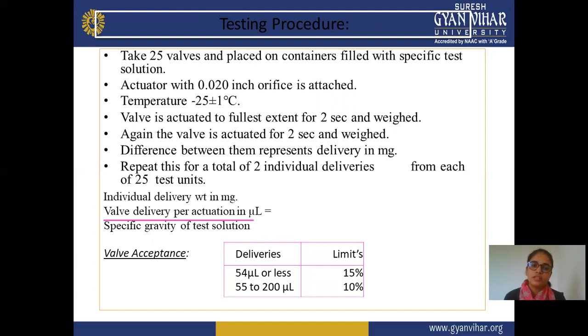And after this, the difference that represents the delivery in mg: some material gets expelled out, so there may be chances that there's a difference in the total weight before and after expelling. So you check the difference between that particular weight after the delivery in mg. Next is to repeat this for a total of 2 individual deliveries from each of the 25 tests. Means repeat this procedure for all the equipment that you're taking for 25 tests in this experiment. So you perform these tests for all the aerosols and check how much difference takes place.